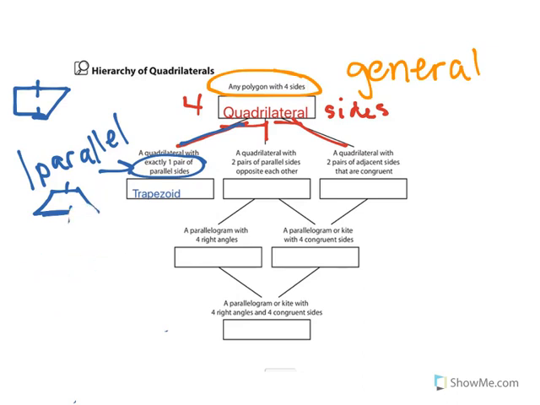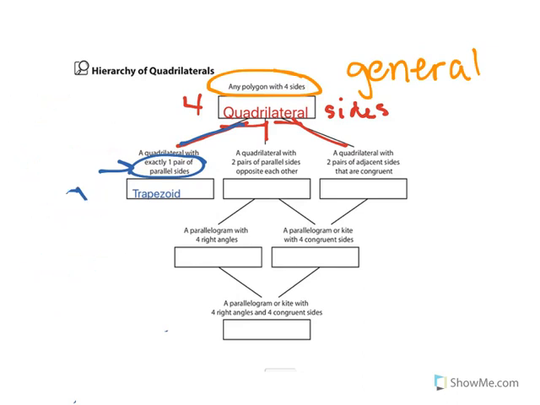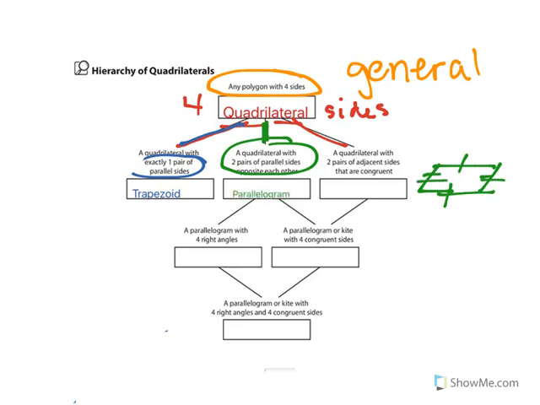Now, let's look at the next thing that could be a quadrilateral, the next polygon, a quadrilateral with 2 pairs of parallel sides. So that means it has 2 pairs of parallel sides. These sides are parallel and these sides are parallel, okay? What is that called? It is a parallelogram, okay? It has 2 pairs of parallel sides, so it has the word parallel in the name, a parallelogram.